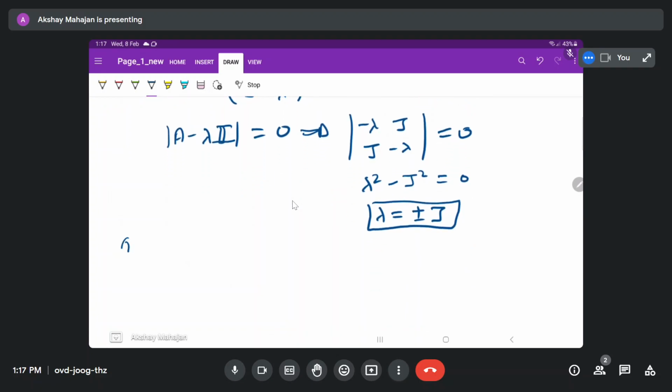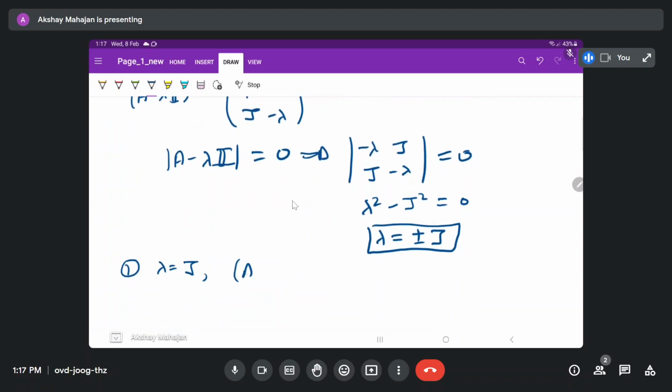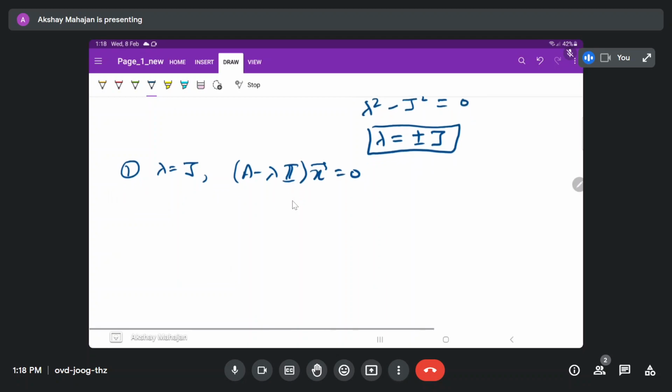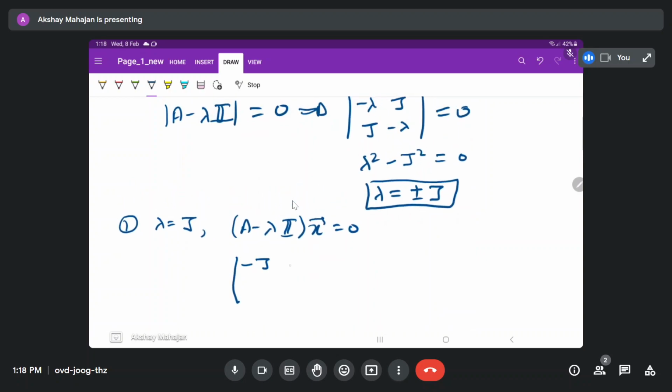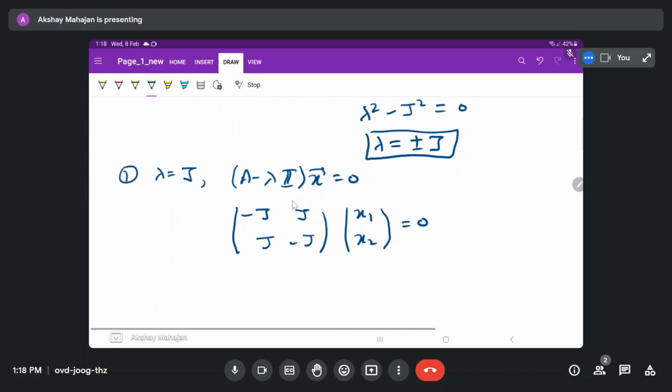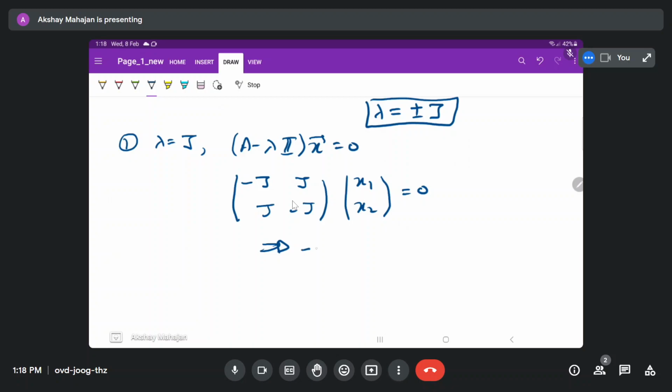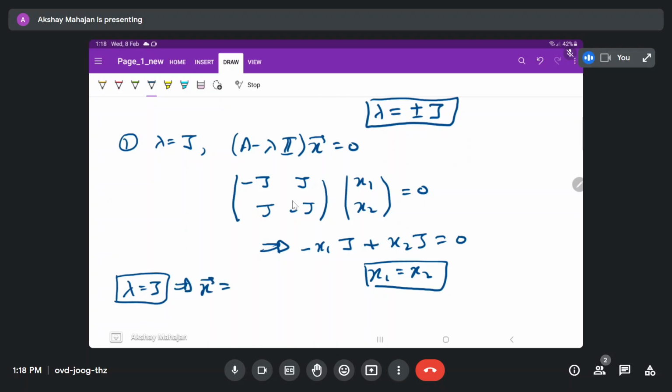Okay, and now we need to find our eigenvectors. For eigenvalue lambda equals J, we can write our equation again: A minus lambda I times the x vector equals 0, and we now want to find our x vector, our eigenvector. For lambda equals J, our A minus lambda I will be minus J, J, J, minus J, times the x vector, which is x1, x2, equals 0. From here we will have two equations, both giving the same result. One equation is minus x1 J plus x2 J equals 0, and from here we get x1 equals x2. So for the eigenvalue lambda equals J, our eigenvector we can write, taking x1 equals 1, as 1, 1. So this is our eigenvalue and our eigenvector.